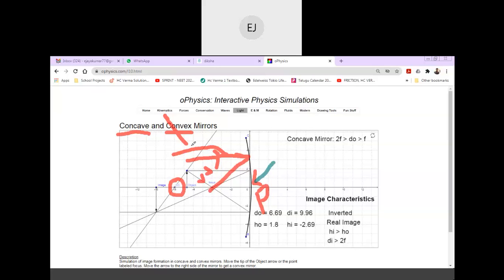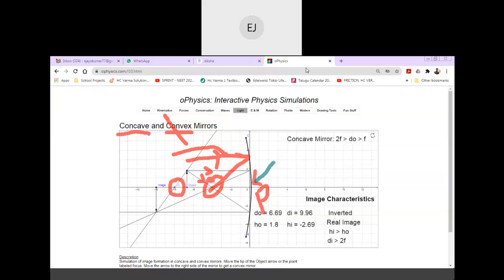Once again, we understood center of curvature, pole, and principal axis. Principal axis is the line which is passing through the center of curvature and the pole. And we understood one more thing, focus. Whenever you send parallel rays onto the mirror, they reflect back and meet at a point on the principal axis. That is called focus.